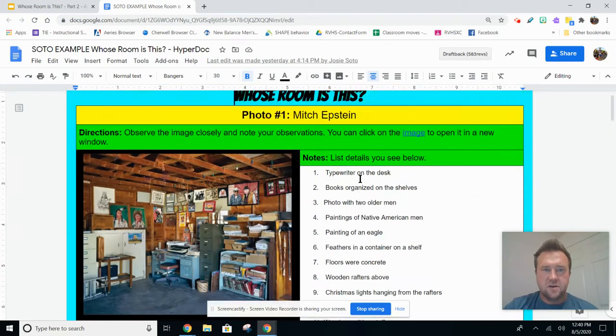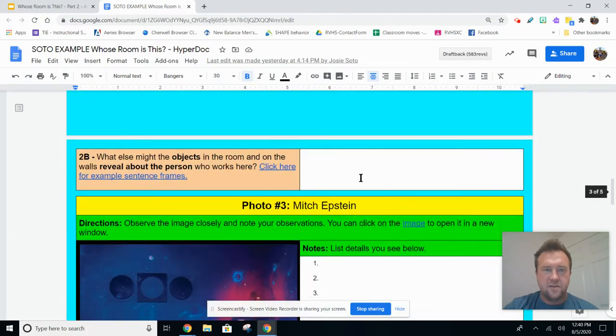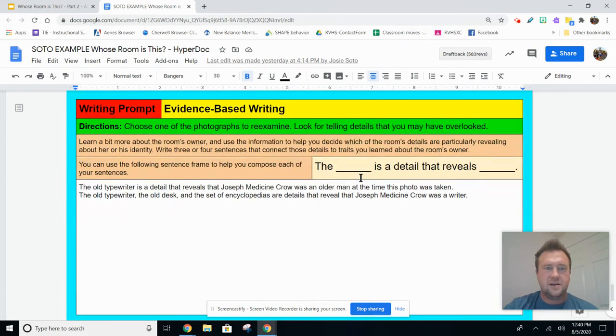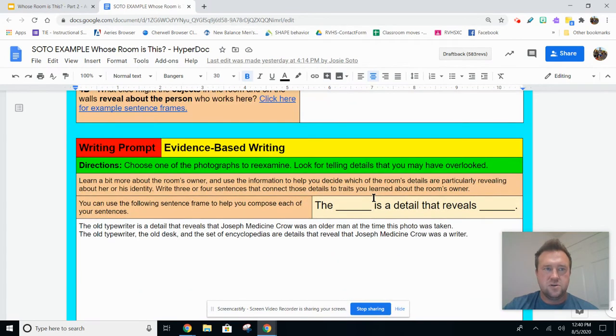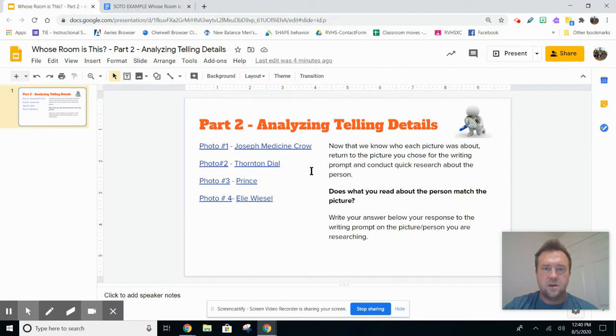Now that you've finished the "Whose Room Is This?" HyperDoc, the very last question has a writing prompt. Once you're finished with that and you're done writing about the photo you chose, you're going to do part two. For part two, you're going to be analyzing the photo you chose by doing some research about it.